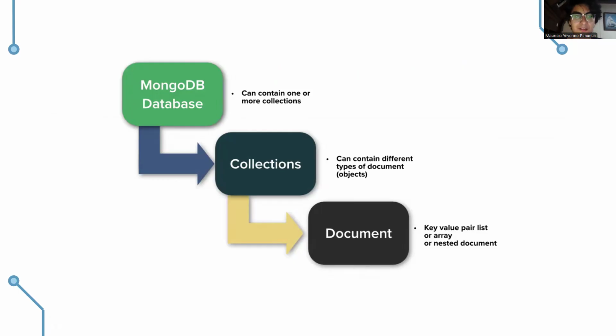But yeah, a MongoDB database can contain one or more collections, which are basically your tables. You can store different types of data in multiple collections, and within a collection you can store multiple documents, which are your records of whatever is in that collection.